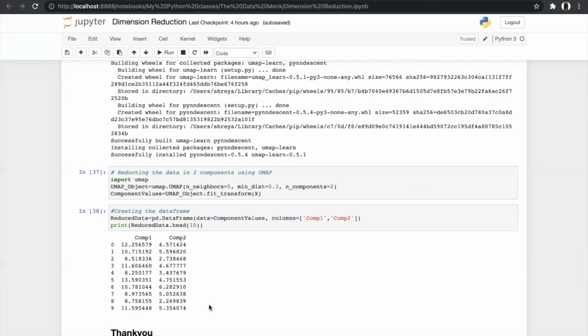Now after this video, you should be able to build any model in dimension reduction, and also know the algorithms for dimension reduction.